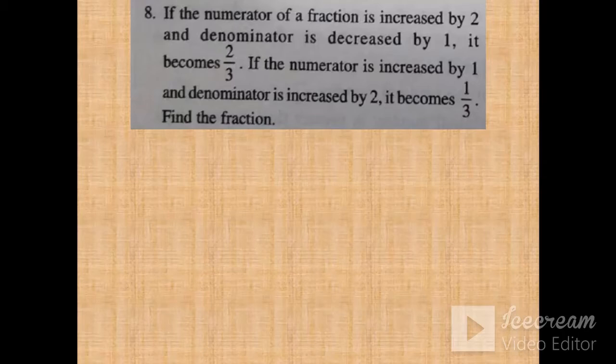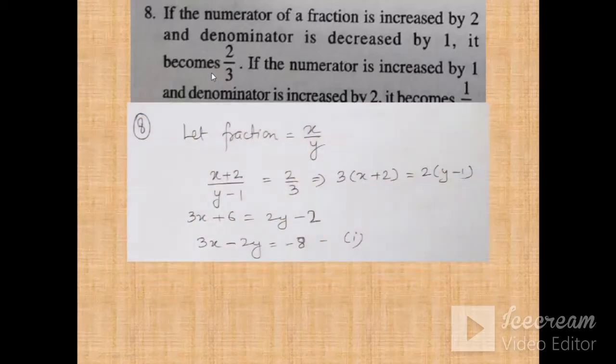Now let's discuss the different type of problems related to numerator and denominator. So in this problem it is said, if the numerator of a fraction is increased by 2 and the denominator is decreased by 1, it becomes 2 by 3. So let the fraction be x upon y. So the numerator is increased, that is the numerator is x, and the denominator is decreased by 1. So the fraction becomes 2 by 3.